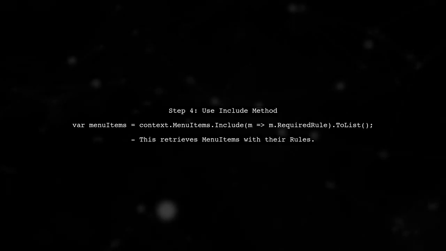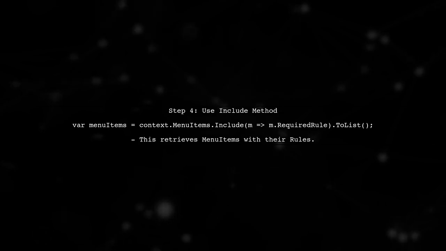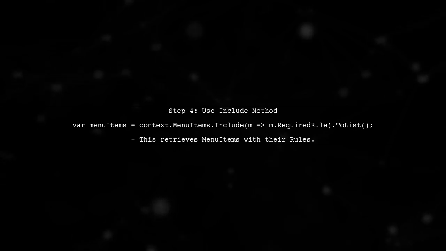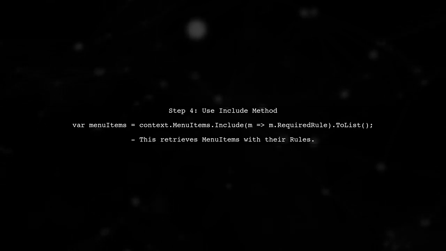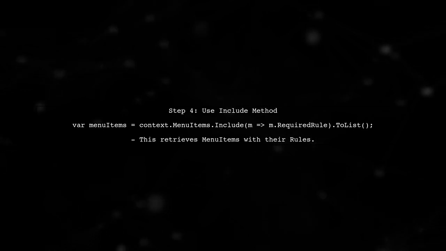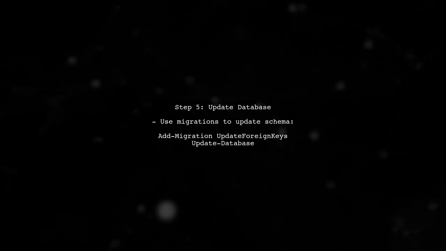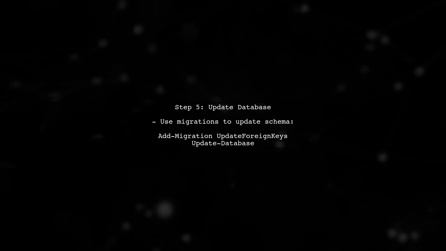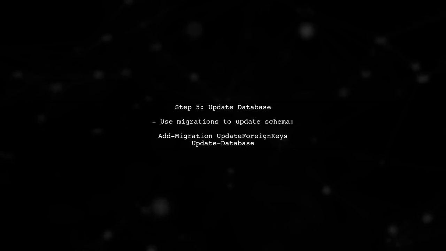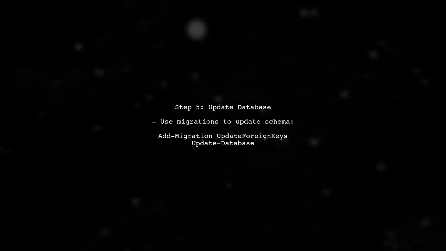Now, let's implement the include method to retrieve menu items along with their associated rules. You can use the include method from Entity Framework to achieve this. Finally, if you still encounter validation errors, ensure that your database schema reflects these changes. You may need to update your database using migrations.